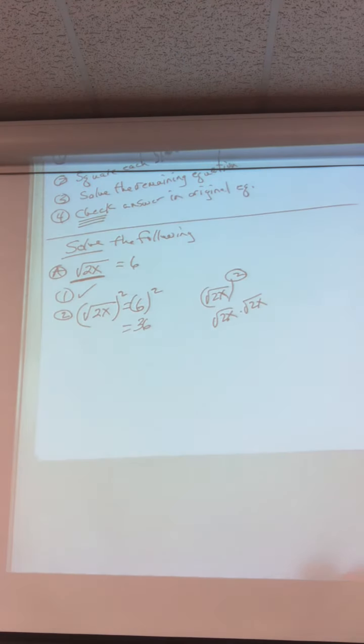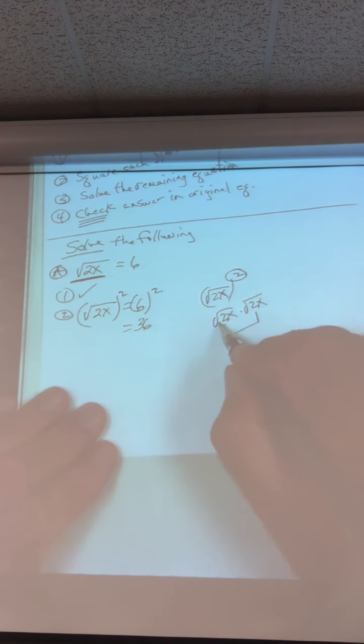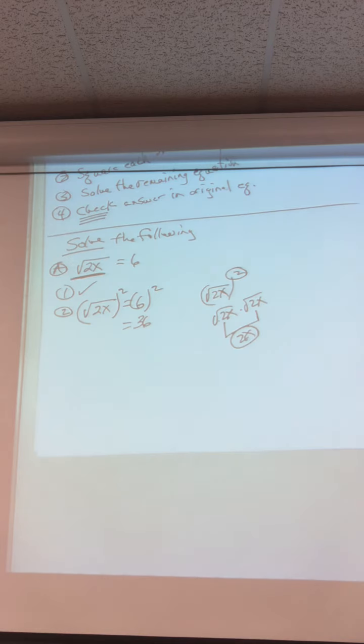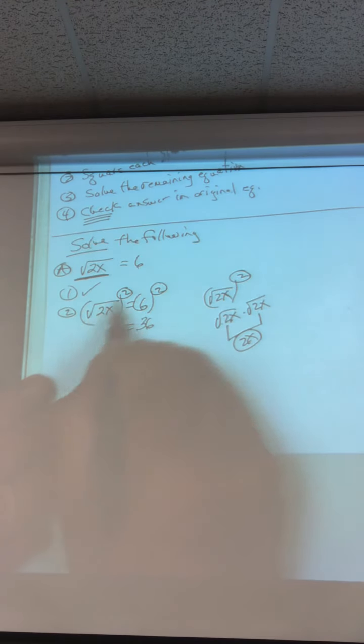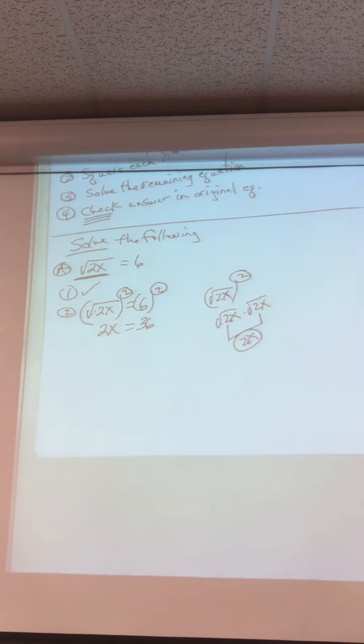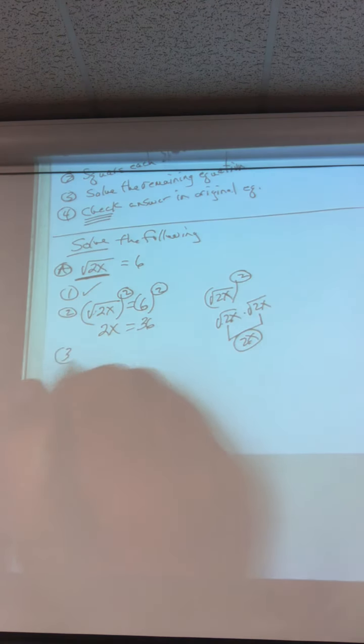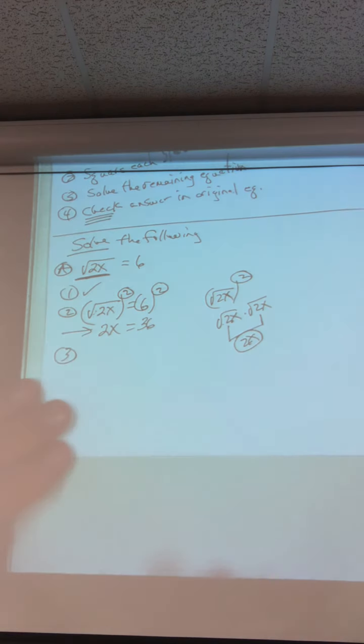Now, what did we learn in the last section? When you take a square root times itself, what does it do? It just gets rid of that square root. So, why do we square both sides? To get rid of the square root. So when you square that square root, it just leaves what's under there.